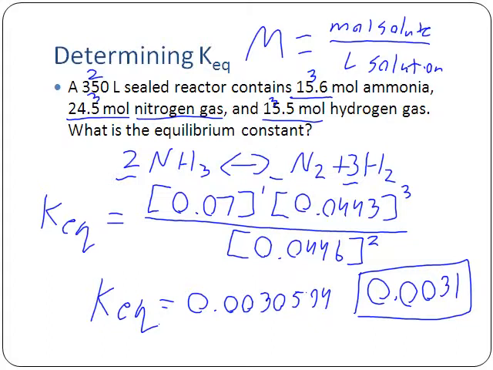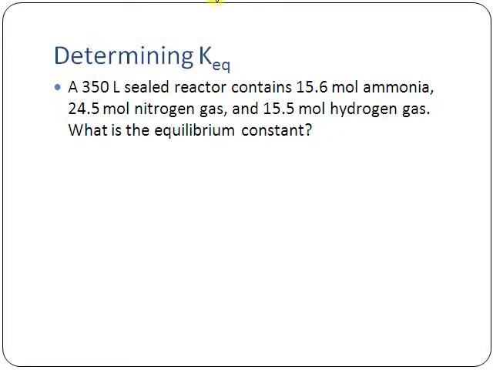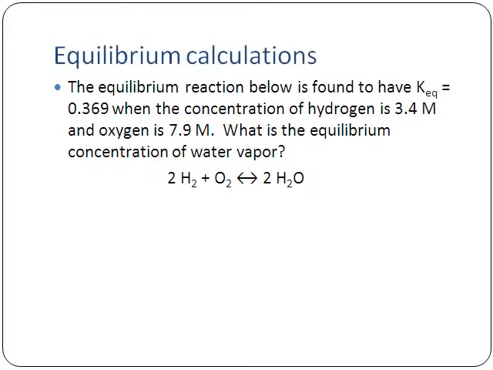All right, so let's take a look at a little more advanced version of this problem. The equilibrium reaction below is found to have KEQ as 0.369 when the concentration of hydrogen is 3.4 molar and oxygen is 7.9 molar. What's the equilibrium concentration of water vapor? And so we have our reaction down here, 2H2 plus O2 reversible yields 2H2O. And here we know what KEQ is, but we don't know the equilibrium concentration of the water vapor.